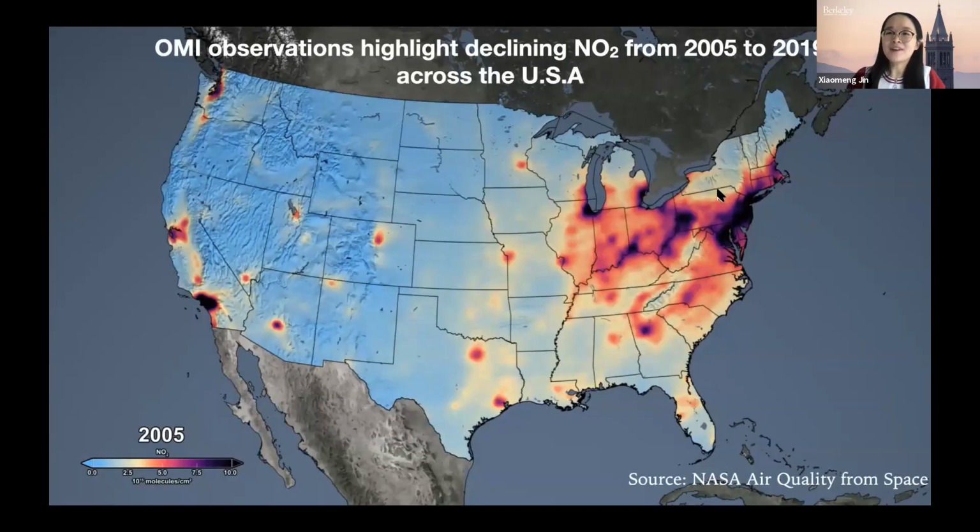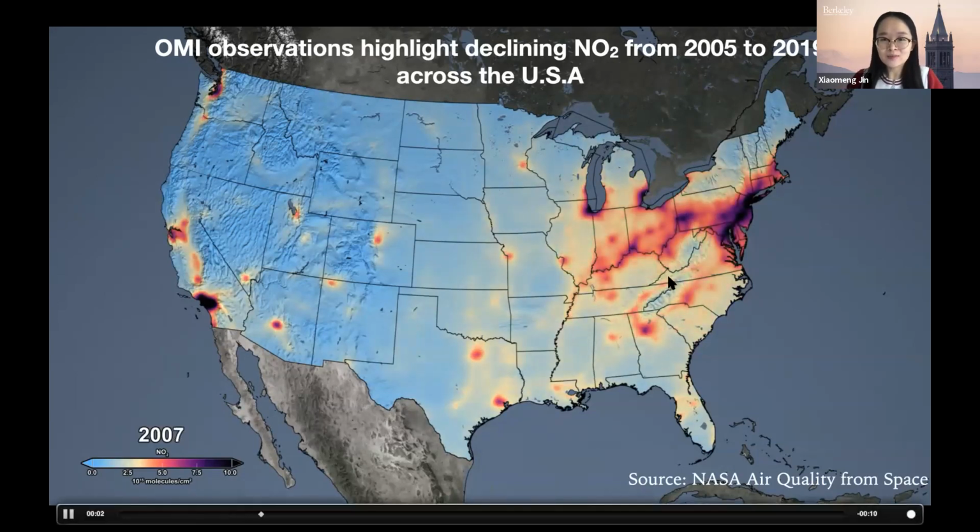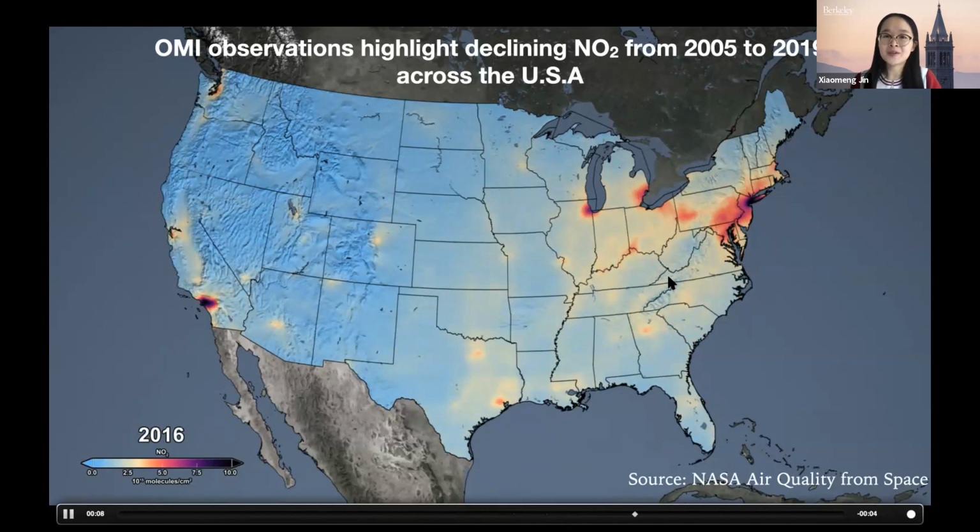This animation, for example, shows you the NO2 level observed from the ozone monitoring instrument, OMI, which is aboard the Aura satellite. And you can see that there is a sharp decline of NO2 across the US. So this is actually a very good demonstration of the success of emission control, which has been implemented in the past decade.